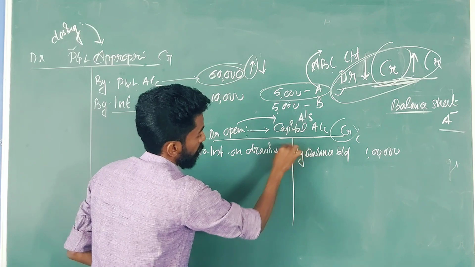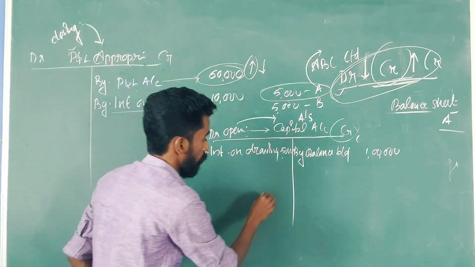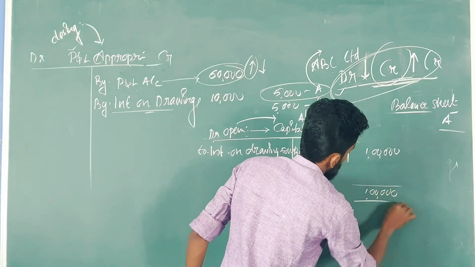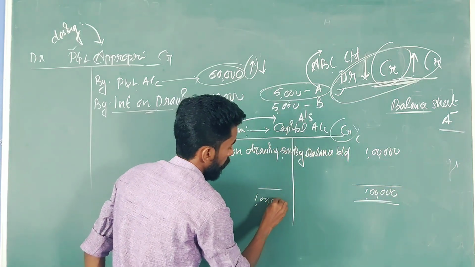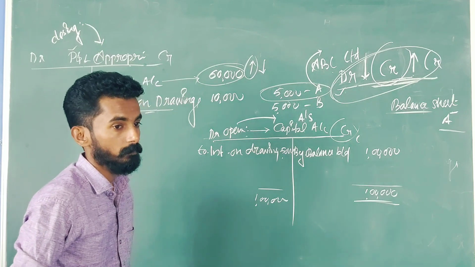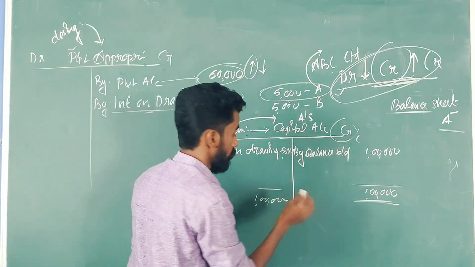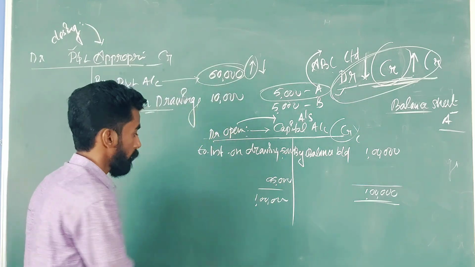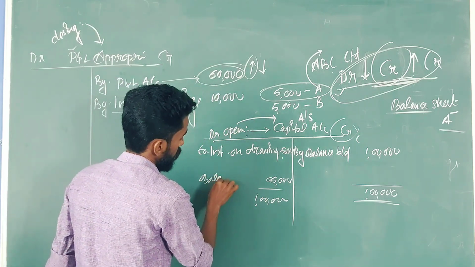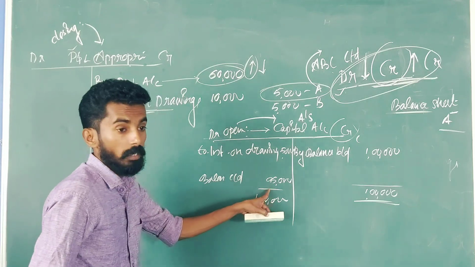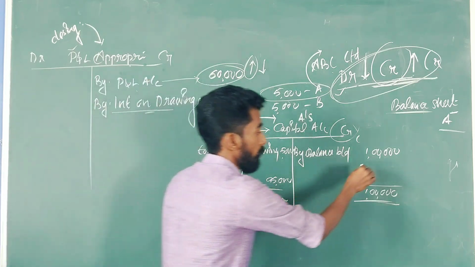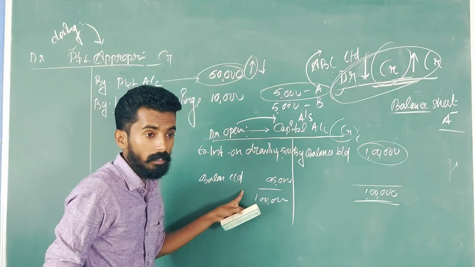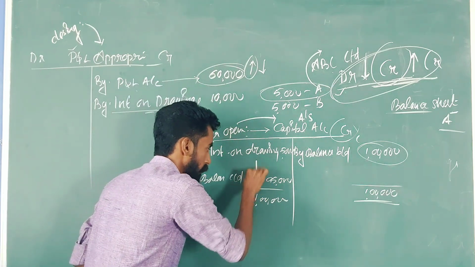5,000. Now just balance this account, then you can clearly understand what is going to happen in the partner's capital account. If I am balancing, which side is the shortage? Debit side is the shortage. How much? 95,000, because 5,000 is the item, interest on drawings. Balance carried down is 95,000. What was the opening balance? 1 lakh. When we are charging interest on drawings, the capital balance is going down.